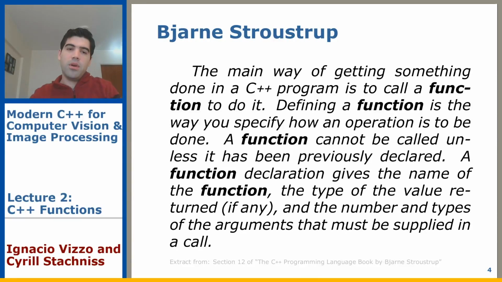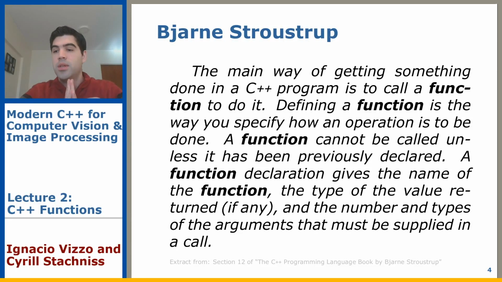And then if you go to the book of the C++ author, you will see this definition that I also like. The main way of getting something done in a C++ program is to call a function to do it. Defining a function is the way you specify how an operation is to be done. A function cannot be called unless it has been previously declared. And this you should know because you did the build system exercise. A function declaration gives the name of the function, the type of the value returned, if any, so you can return no value, then you have this called subroutine, and the number and types of the arguments that must be supplied in a call.